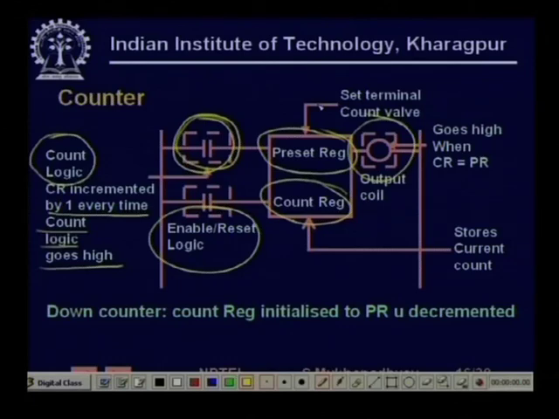In some cases it may be a down counter, in which case the count register may be loaded with a preset register value and it may count down to 0 every time a pulse comes. So it may be an up counter or it may be a down counter, or it may have up and down count inputs. It can also be an up-down counter.